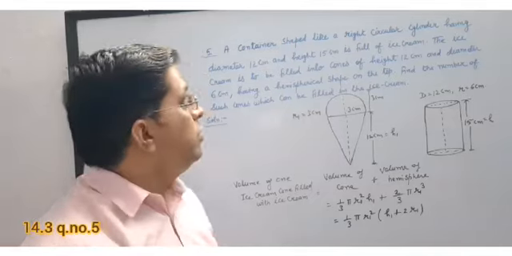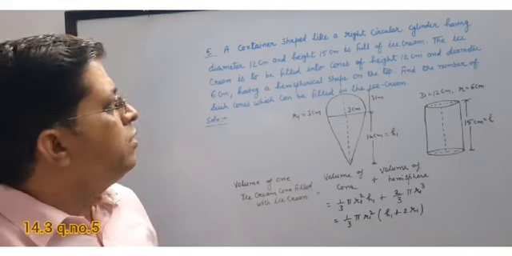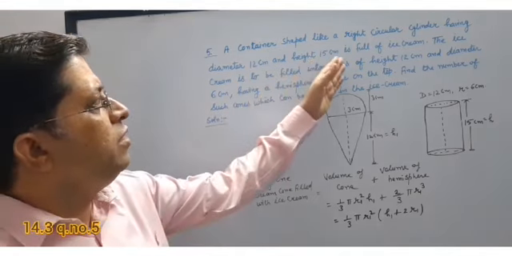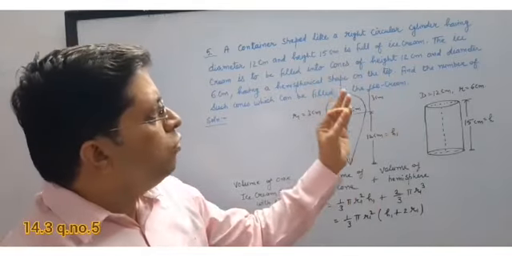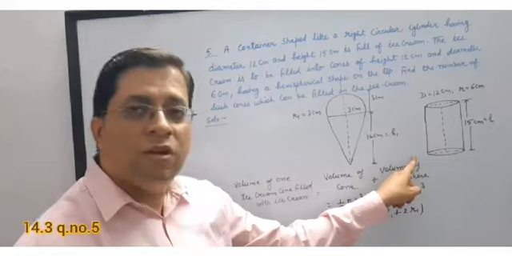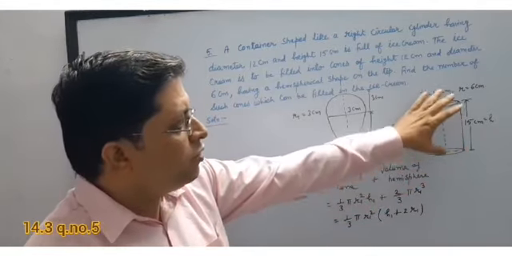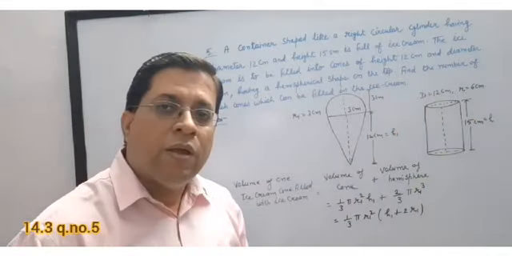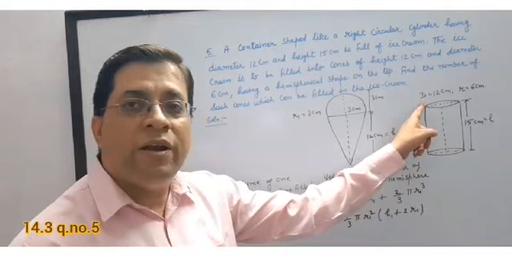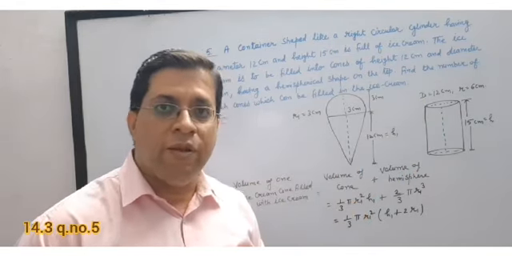Yes, the next question is: a container shaped like a right circular cylinder having diameter 12 centimeter and height 15 centimeter is full of ice cream. What is given? This is a right circular cylinder, height is 15 centimeter, filled with ice cream. And the diameter is 12 centimeter. Then what will be the radius? Radius will be 6 centimeter.